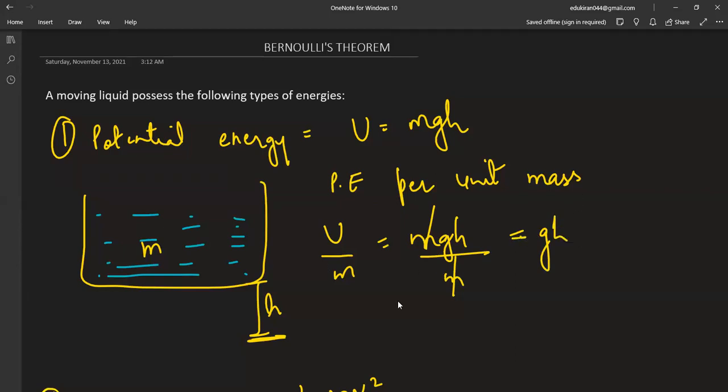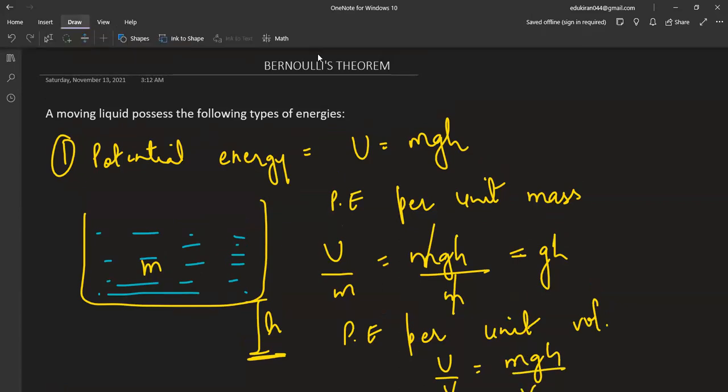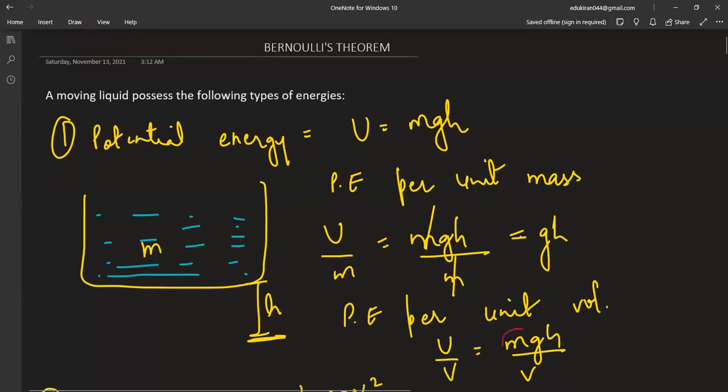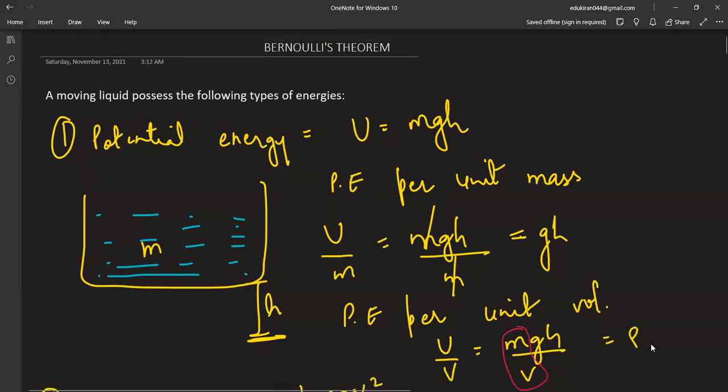All right. Now, if I say potential energy per unit volume, this is equal to mgh by V. See, mass by volume, what can you write mass by volume? What is mass by volume? Yes, Sarah. Alia. Rho. Rho, density. Very good, Alia. Mass by volume is density. So this is rho gh. Now let's keep it aside. This we'll be using, but let us keep it aside.